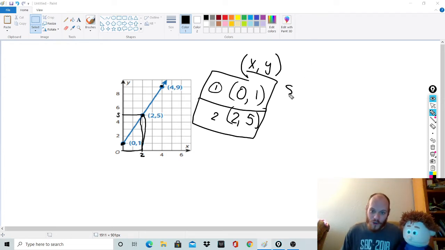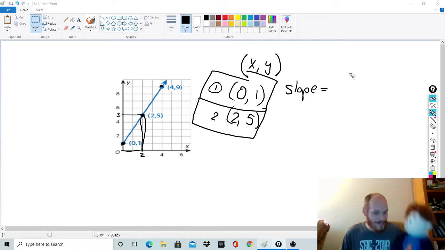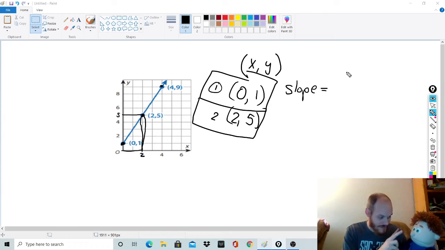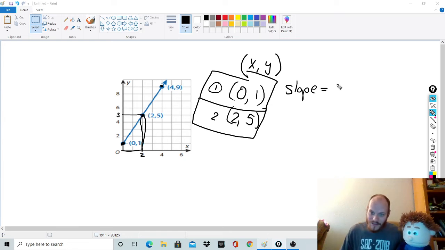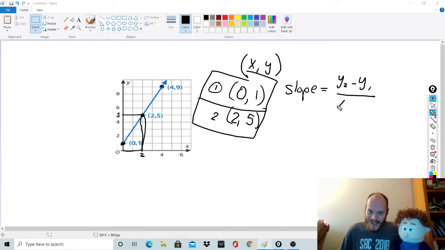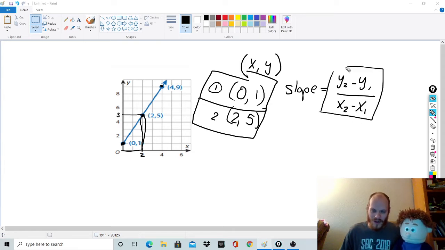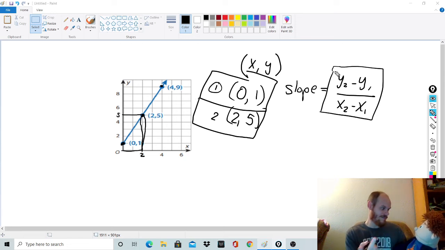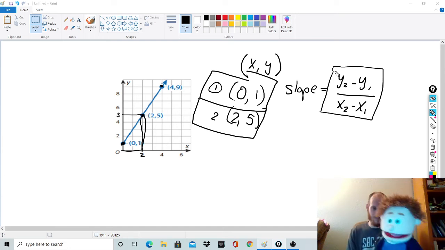This is called the slope formula. This right here will help you find slope anytime you're looking at a graph. Anytime you see a graph, you find 2 points. That's your first step. Then you do y2 minus y1 over x2 minus x1. And you need to memorize this. It's not too hard. Just think about it. y2 minus y1. Can you remember that? y2 minus y1 over x2 minus x1.